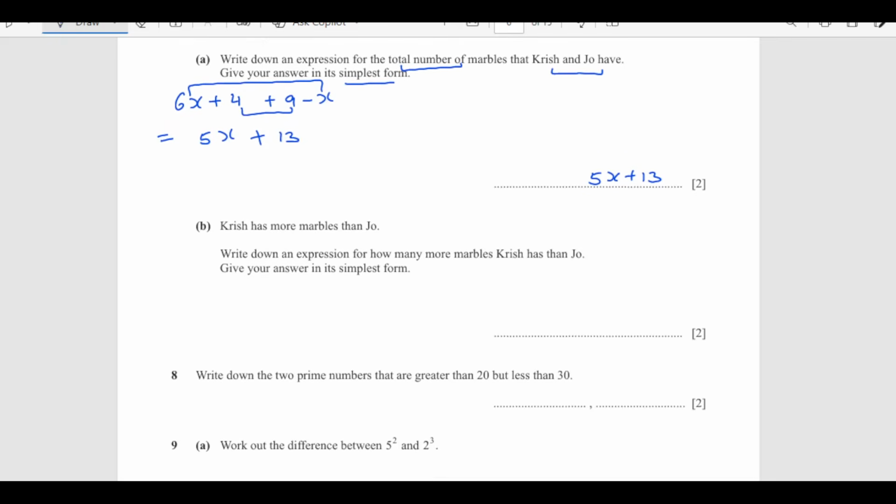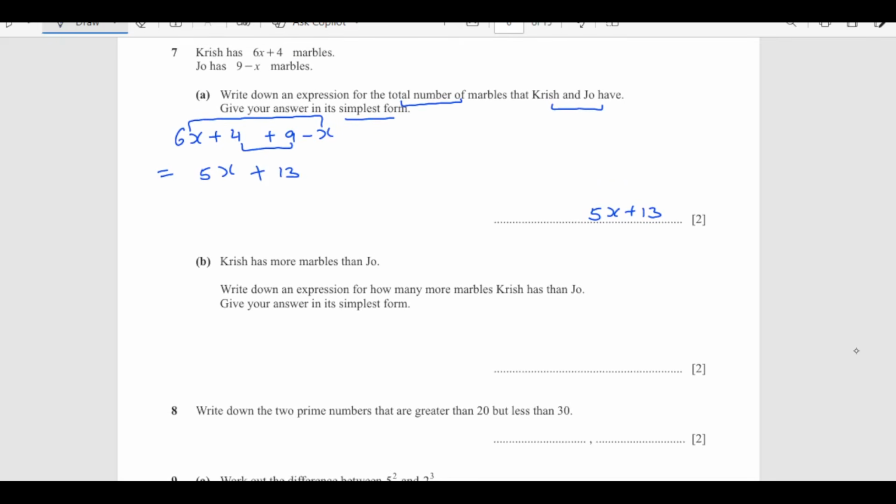Now part B, we are given Krish has more marbles than Joe. Krish's marbles is 6x plus 4 and Joe has 9 minus x. So meaning this is greater. Krish's marbles are greater than this. So write down an expression for how many more marbles Krish has than Joe. Again we have an expression, no numbers here, so meaning we are going to subtract. So whenever we want to find out the difference, we subtract. So 6x plus 4 minus 9 minus x.